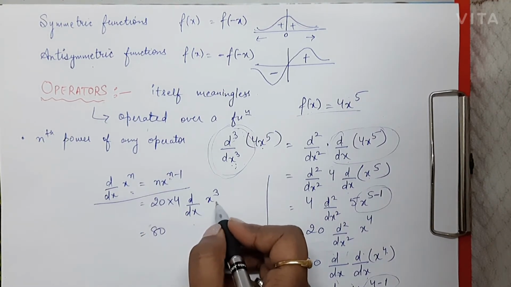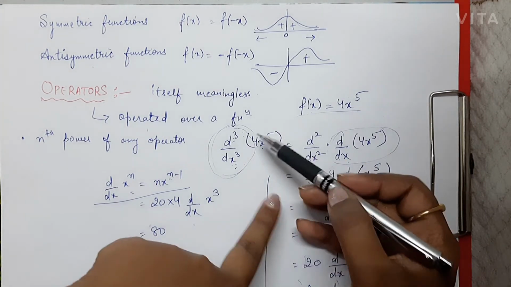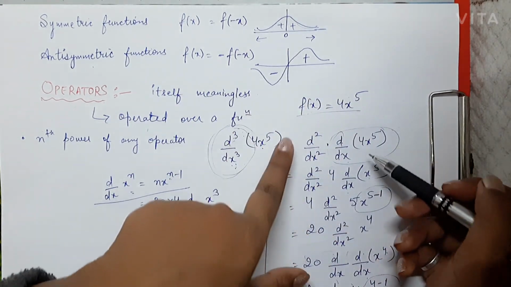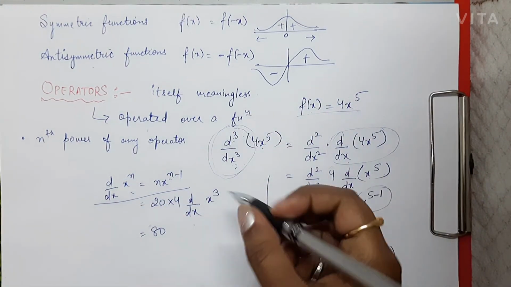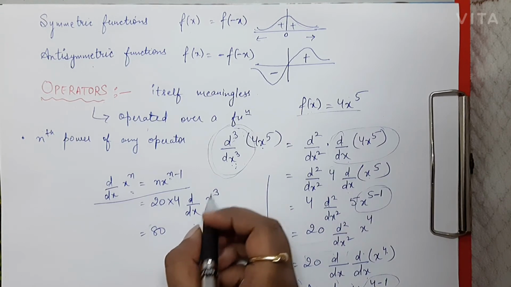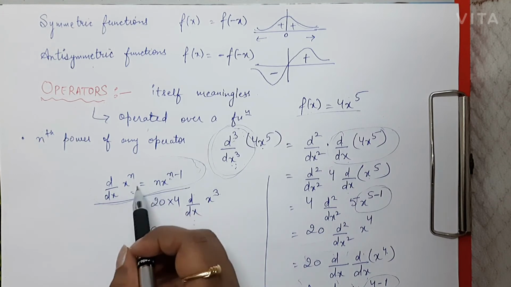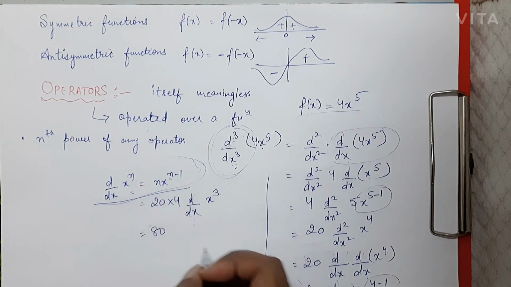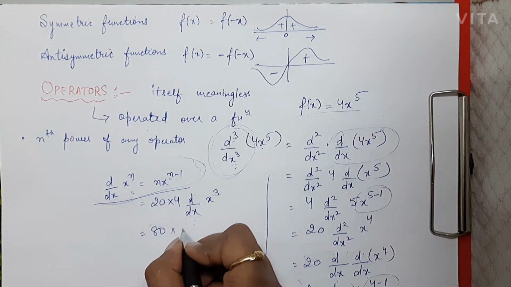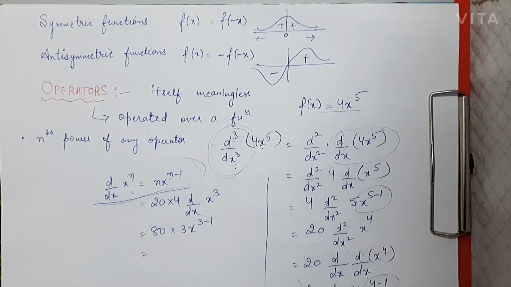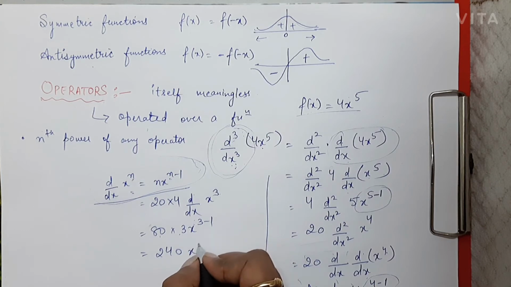Now again we have to apply this operator, because the power of operator was 3, so we have to apply the operator 3 times. So first we applied here, second here, and now third here. Now d by dx of x to the power 3, again using this formula. Now instead of n we are going to substitute 3, so it will be 3 x to the power 3 minus 1. So 80 into 3 will be 240 and x to the power 3 minus 1 will be 2.